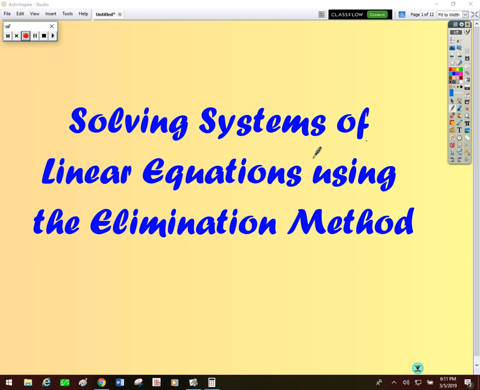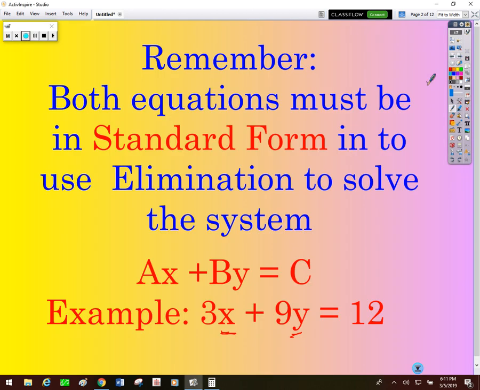All right. Remember, really quick, to use elimination, both of your equations must be in standard form. In other words, your x and your y must be on the same side of the equation. One example would be 3x plus 9y is equal to 12. Okay, so x and y are on the same side, and you have a constant on the other.